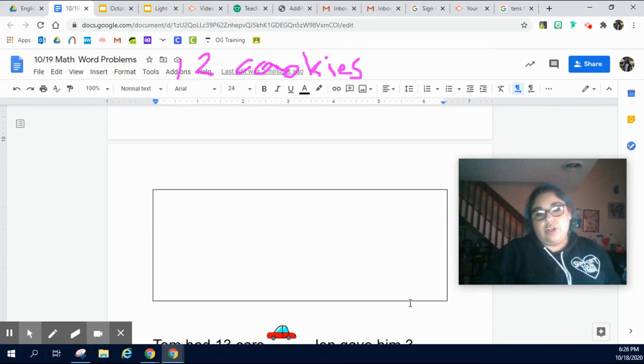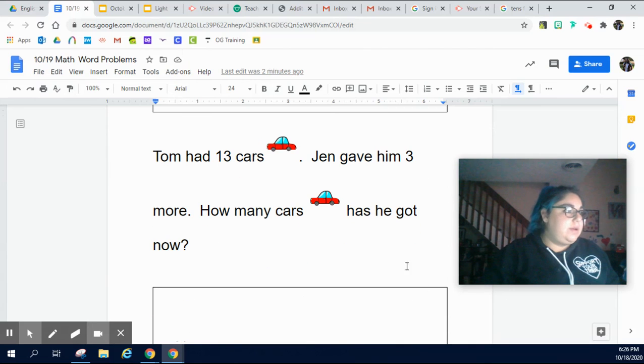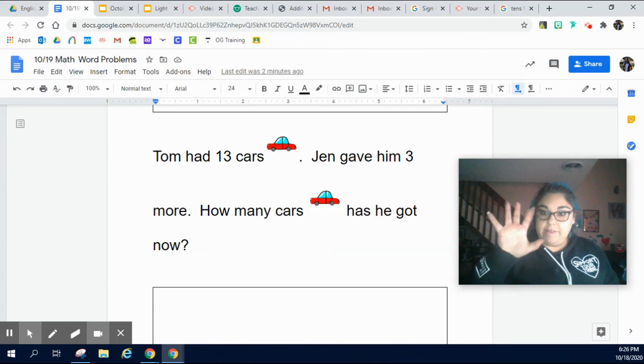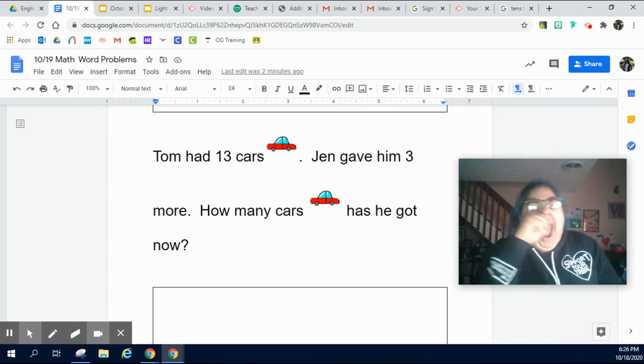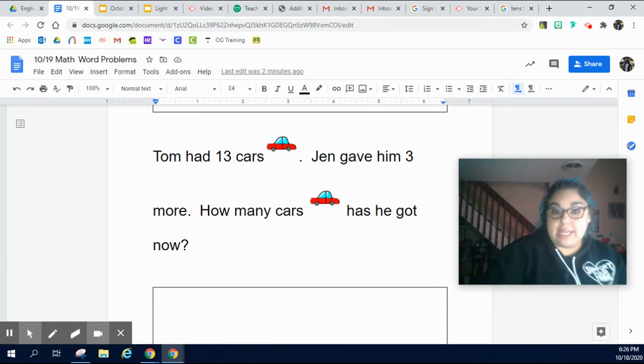All right, your turn. For the next one, you do all 5 steps: read the problem, circle the important numbers, underline the important words, do a strategy, and then solve the problem. So Tom had 13 cars. Jen gave him 3 more. How many cars has he got now?